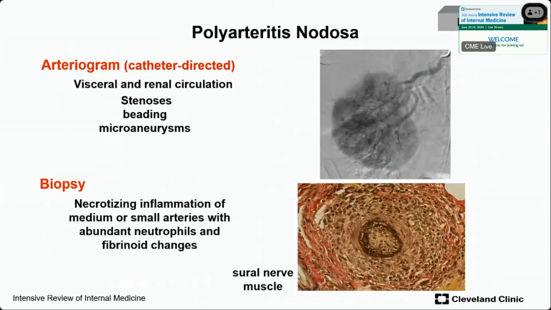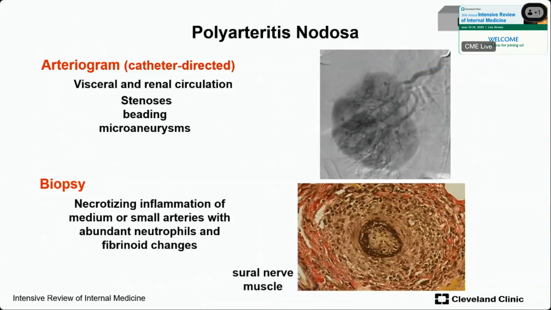Arteriogram, which is typically a catheter-directed study, which is necessary to visualize the medium-sized vessel, can be useful in patients where you're seeing features such as symptoms or signs involving the viscera or the renal circulation. And what we see here are stenoses, beading, or microaneurysms.